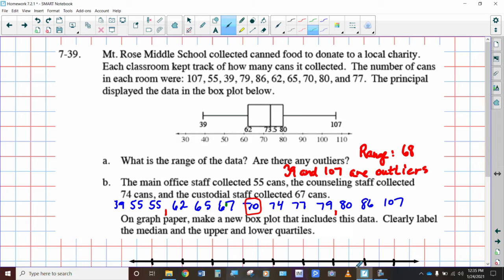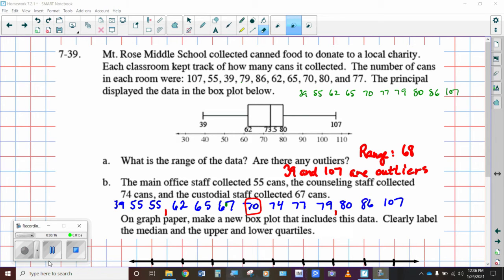Let me actually pause this. I'm going to put those in order from least to greatest so you can see it. All righty, so I've got them listed from least to greatest. Least was 39, the greatest was 107. Now I'm going to count 1, 2, 3, 4, 5, 6, 7, 8, 9, 10. Make sure I've got 10 in my ordered data.